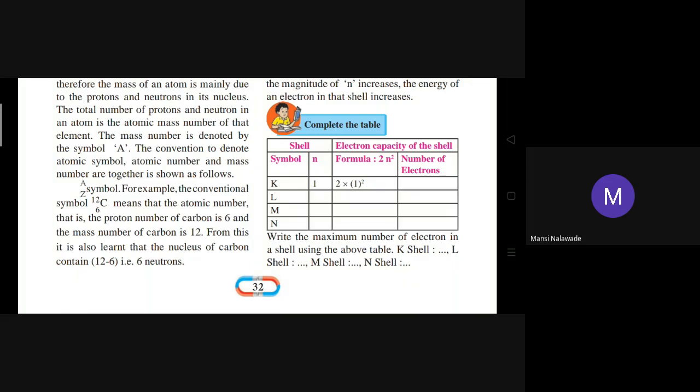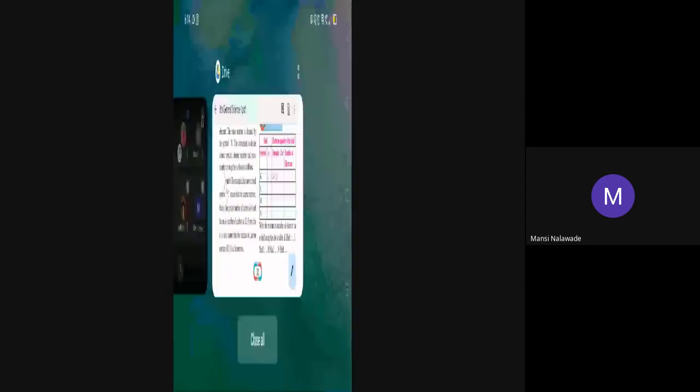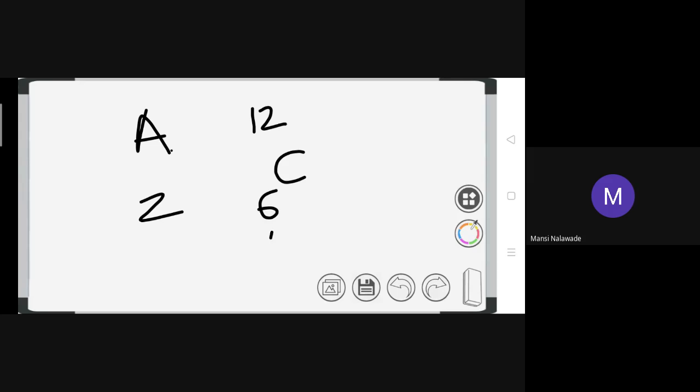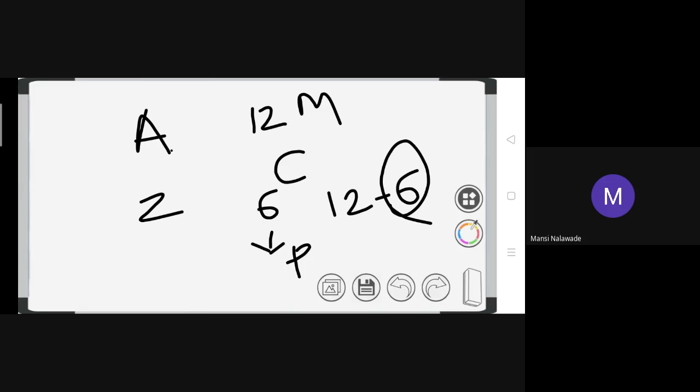See, I will show you. See, here is how they have written A and Z. Yes, carbon. Carbon is our example. 12, what does it mean? 6 will be the protons and 12 is the mass. Okay, the mass number is 12, so the number of neutrons in the element is 12 minus 6, that is, 6 neutrons are present. Okay.